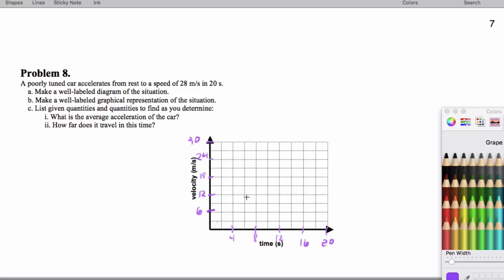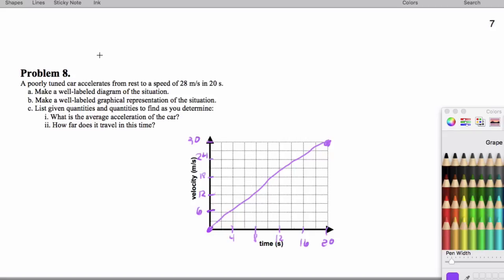So basically, I'm going from 0, 0 to 20, 28, and I can draw a line like that. This is a really bad drawing, but that's okay.